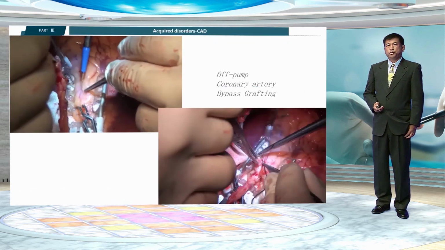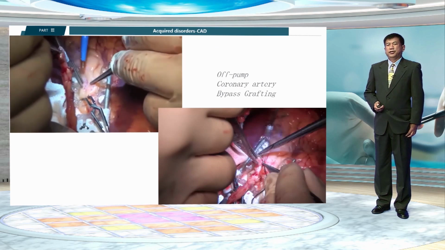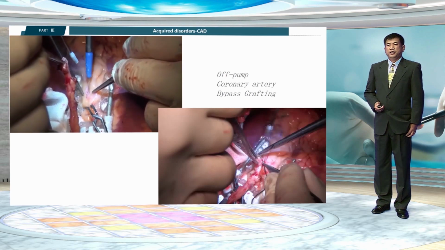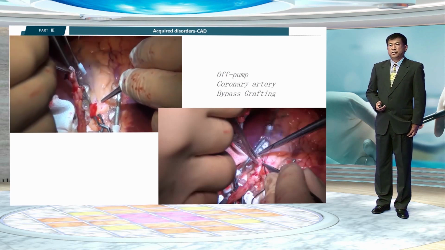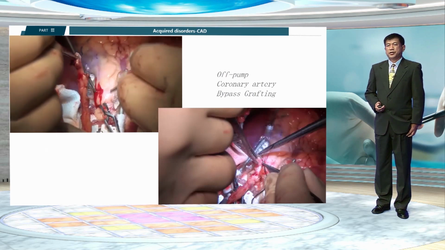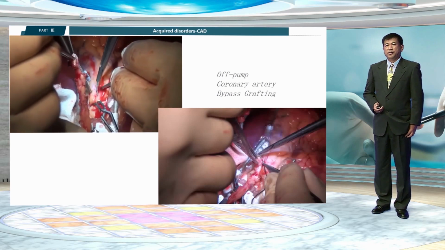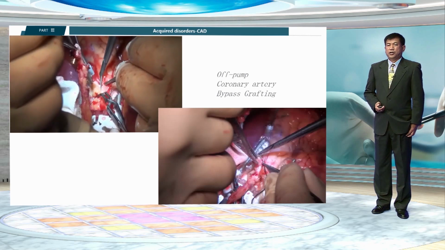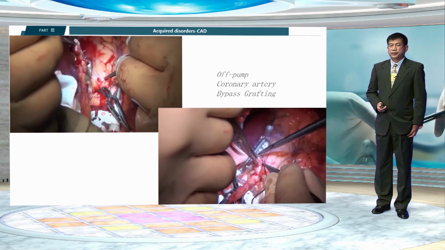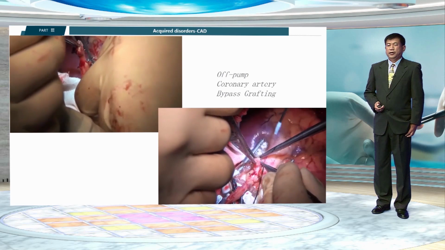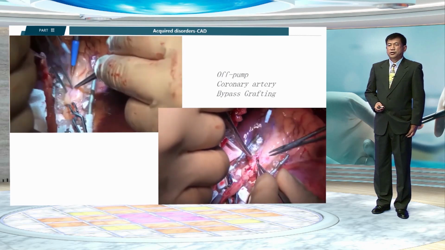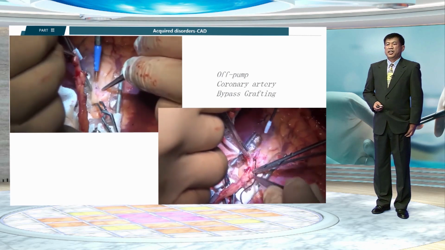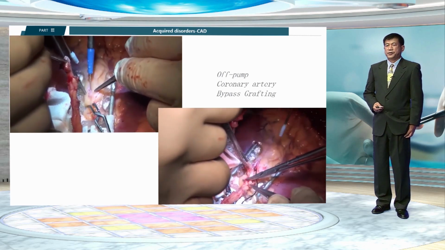And these two videos show the operative view of a CABG operation. You can see the heart beating. So it is called off-pump coronary bypass grafting, without the use of a CPB. Now the coronary artery is being cut open. And the later video clip shows the graft is being anastomosed to the native coronary artery.